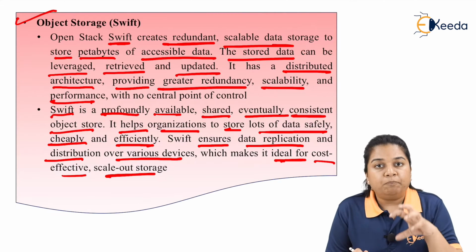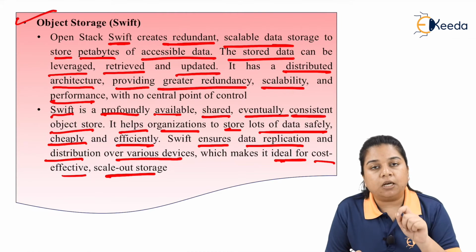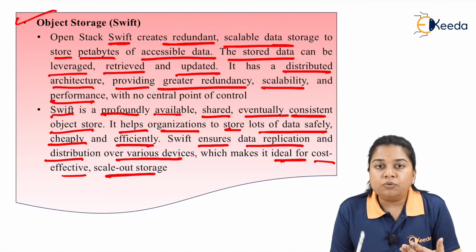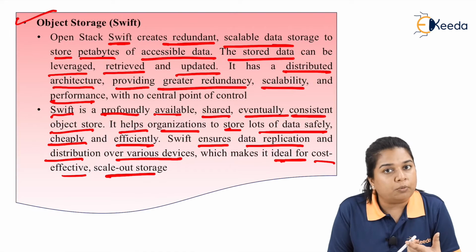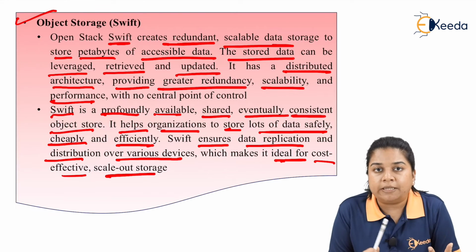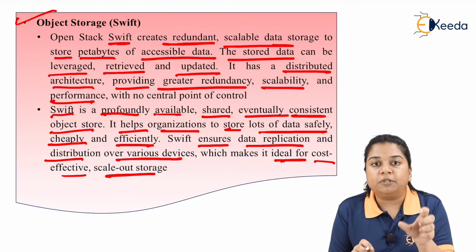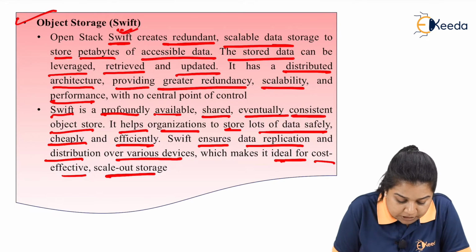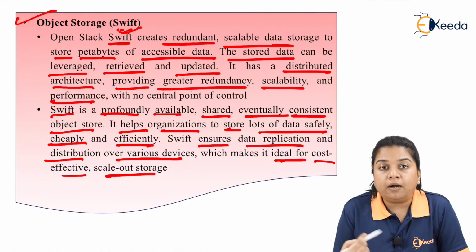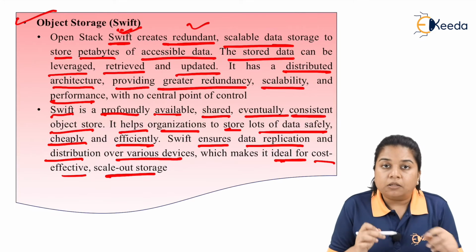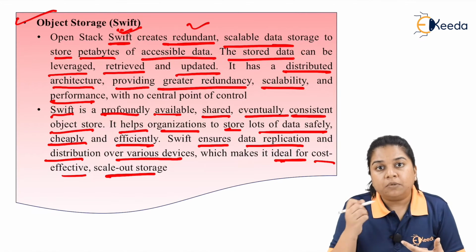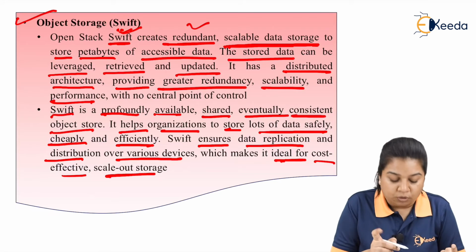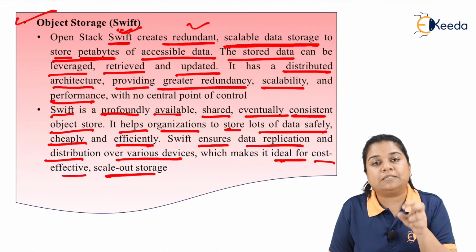Now we all know storage types in cloud architecture are of several types, majorly used in three categories. One is object storage, the other one is block storage, and then file based storage. So Swift is the object storage type, first thing. Now how does OpenStack Swift help? It creates redundant, meaning multiple copies of the same data or information. Then it has scalable data storage to store petabytes of accessible data.